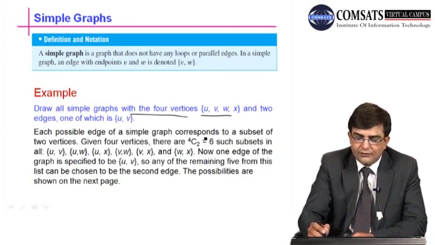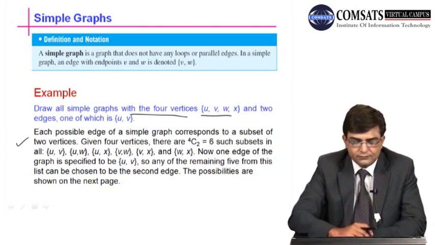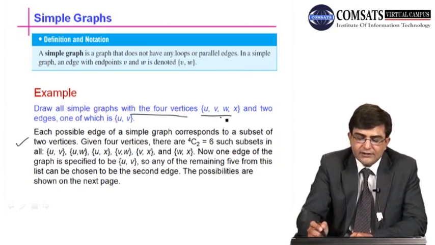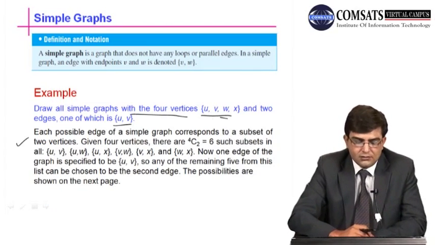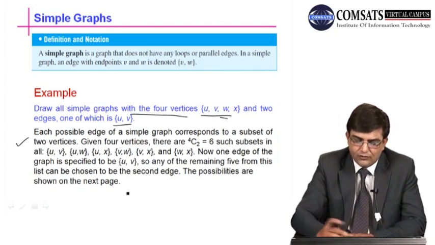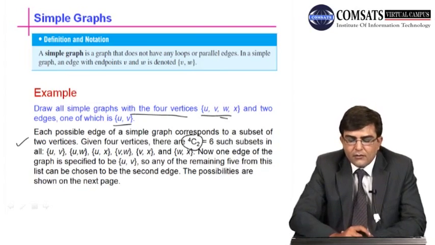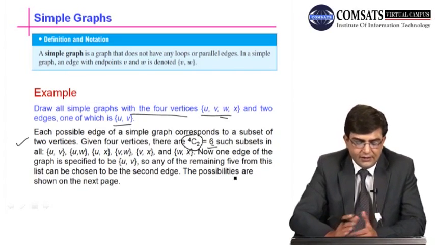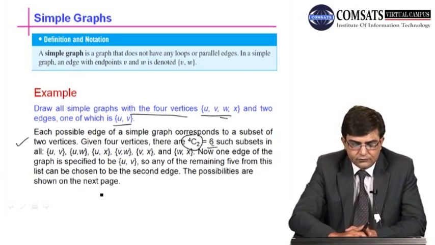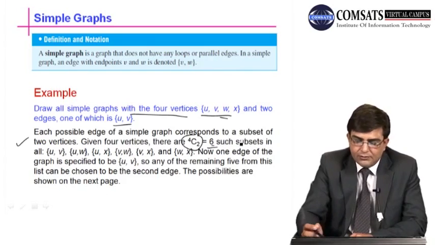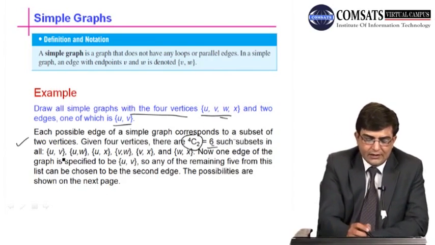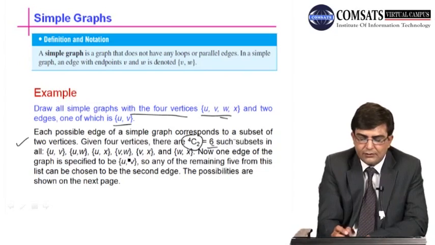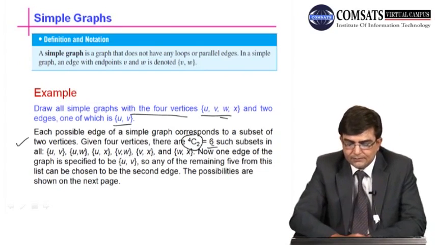Each possible edge of a simple graph corresponds to a subset of 2 vertices. So here we have 4 points and we have to draw simple graphs with 2 vertices. So we can use combination here, 4C2, and we can get 6 such subsets for which we can draw simple graphs. And all possible subsets of this set of 4 elements are basically uv, uw, ux, vw, vx and wx.